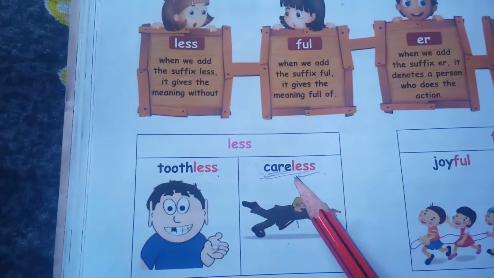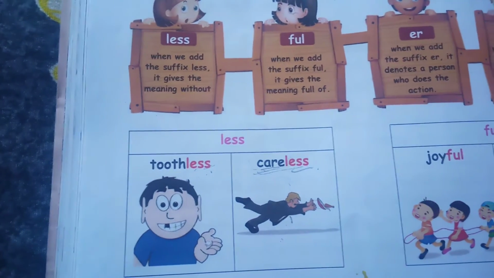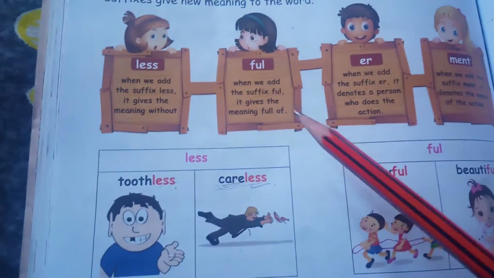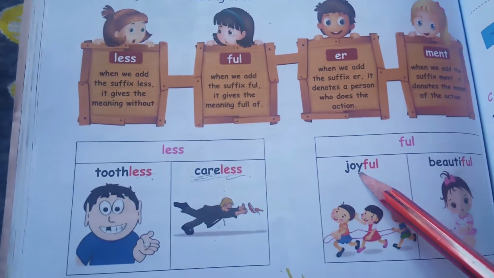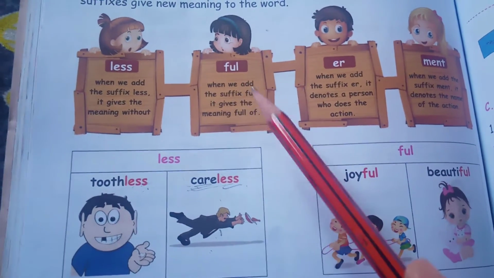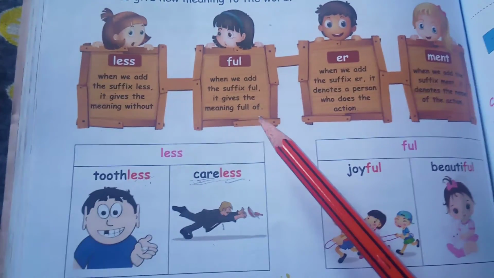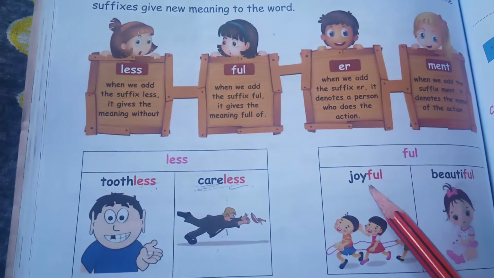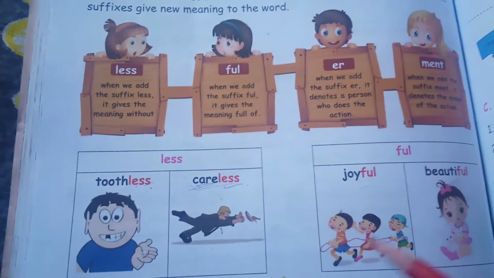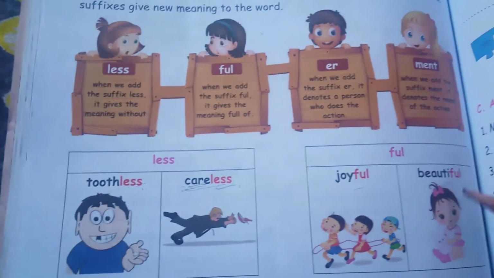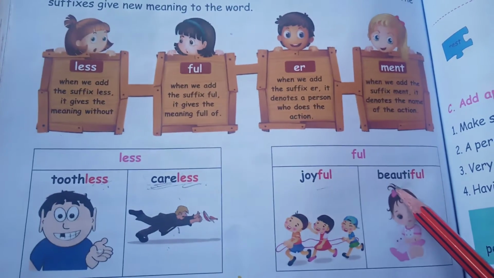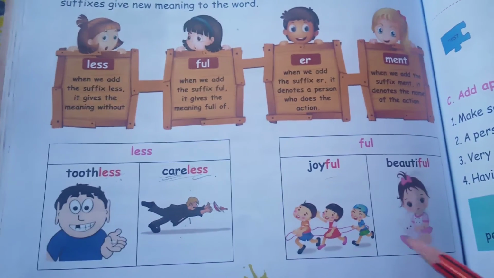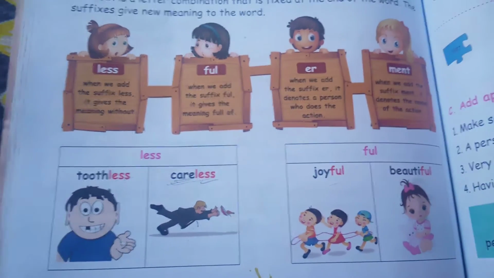So when you add a suffix at the end of the word, it forms a new word and gives a different meaning. The next suffix is full. When we add the suffix full, it gives the meaning full of. Joyful. Joy is a word and when you add full, it means you are very happy. Beauty is a separate word and when you add the suffix full, it means she is very beautiful. Got it?